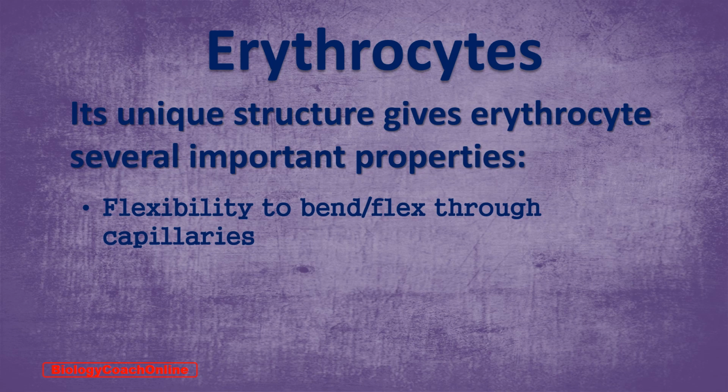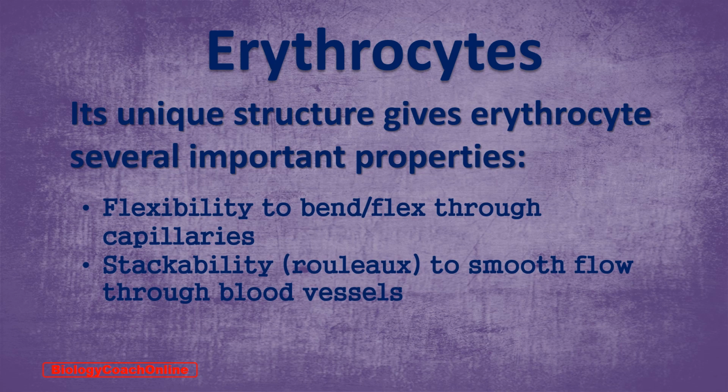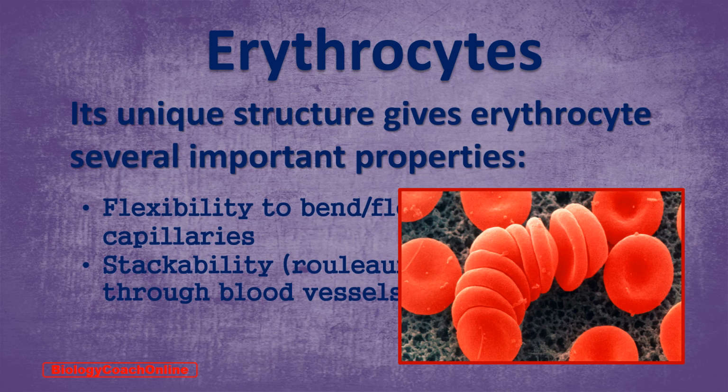Second, red blood cells have the unique ability to stack themselves like dinner plates. These stacks, known as rouleaux, form and dissociate spontaneously, allowing, for example, a whole stack of red blood cells to pass through a very narrow blood vessel. Now, without their ability to stack, red blood cells would clump together and actually block blood flow through narrow vessels. And so here is a pretty cool image of a rouleau.